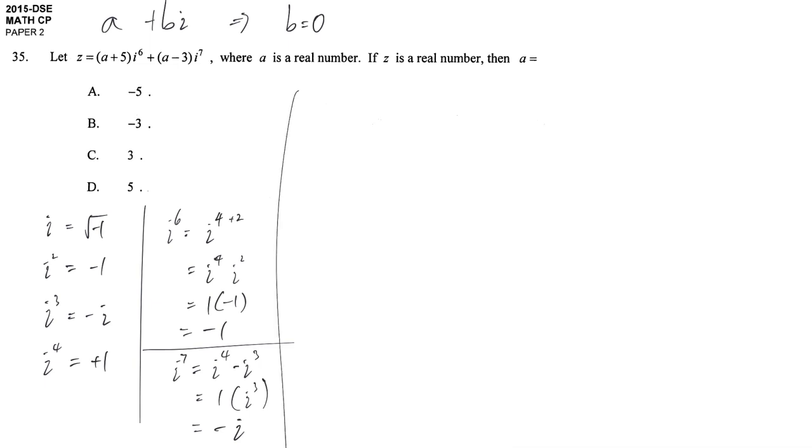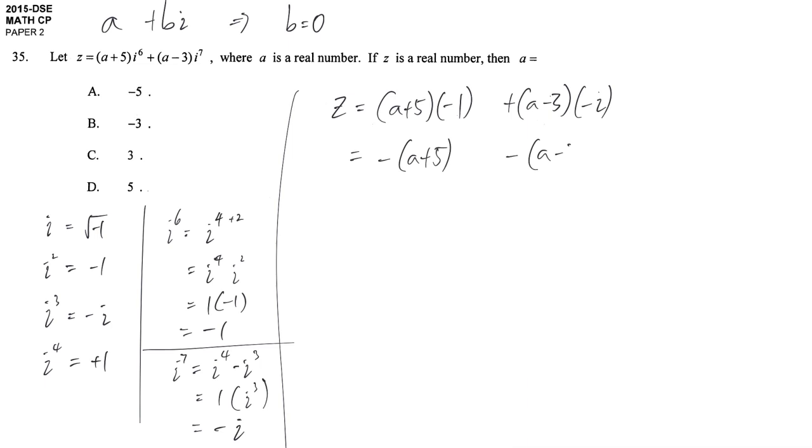We finish all the preparation, then go back to our calculation. z is equal to a plus 5 i to the power 6, which we already calculated. That means -1. And then plus (a minus 3) i to the power 7. That means -i. So if we separate them, it's (-a plus 5), and then minus (a minus 3) times i.